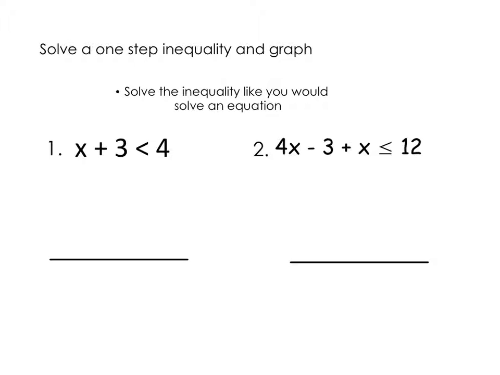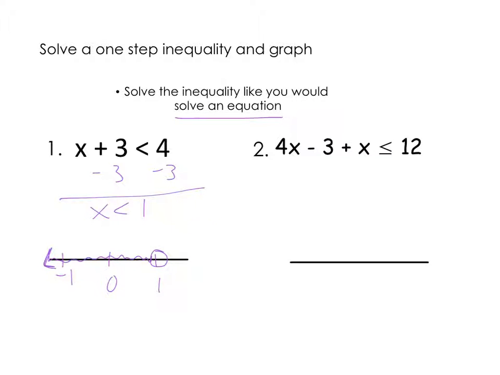Okay, now we will look at solving a one-step inequality and graphing. So here, we want to solve the inequality like you would solve an equation. So let's isolate x here on number 1. I'm going to subtract 3 and get x is less than 1. And now I need to go ahead and graph this, just like I graphed on the last example of notes. So I'll write 0, -1, and 1. And I need to have an open circle at 1 because it's just less than, and shade to the left because I need everything that's less than 1.